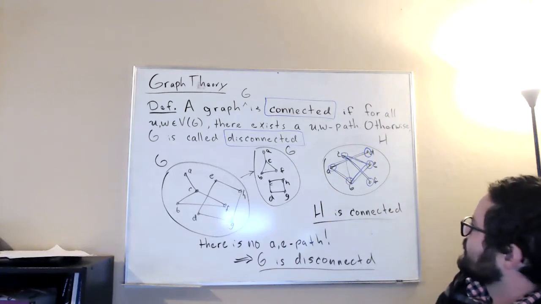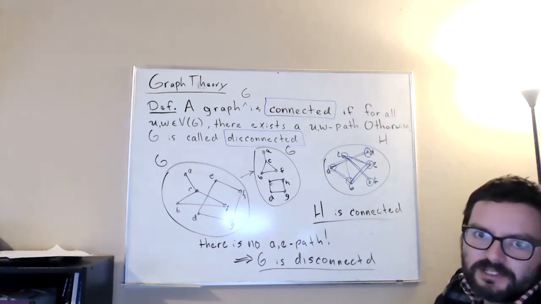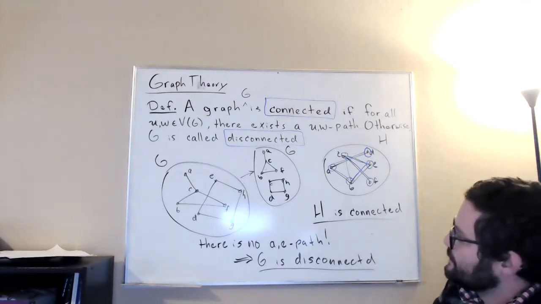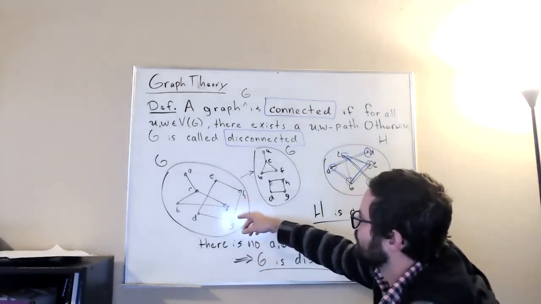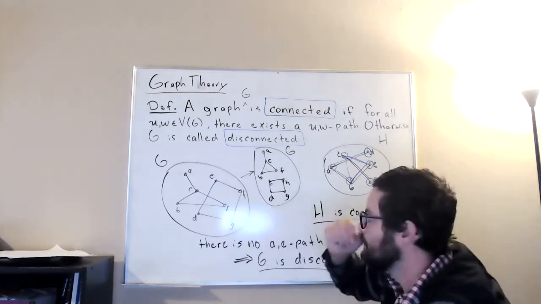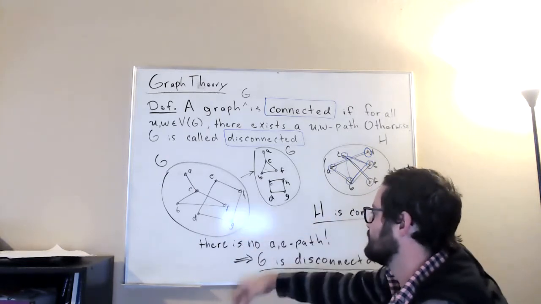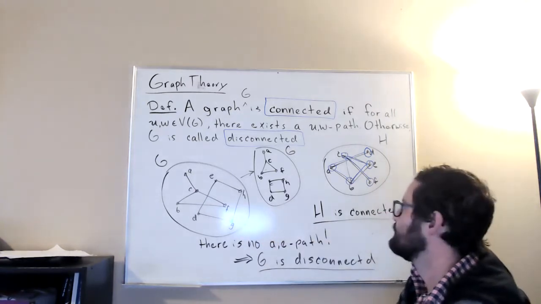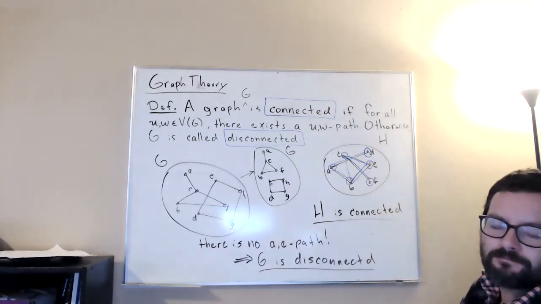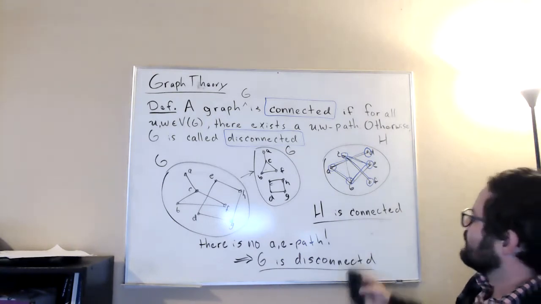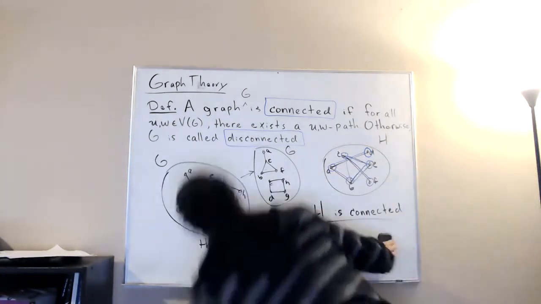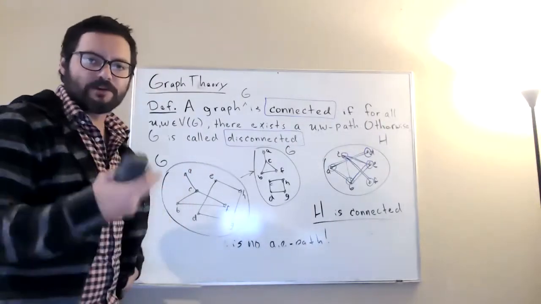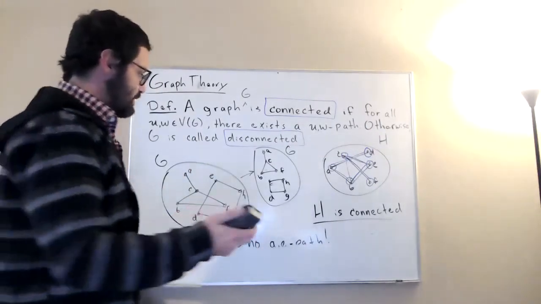Okay, so a graph is connected if there exists a path between any two vertices in the graph. It's disconnected if for some pair of vertices in the graph, there isn't a path between them. So for G, I just said there is no AE path, so it can't be connected. Connected, disconnected, very important for the final project, okay?